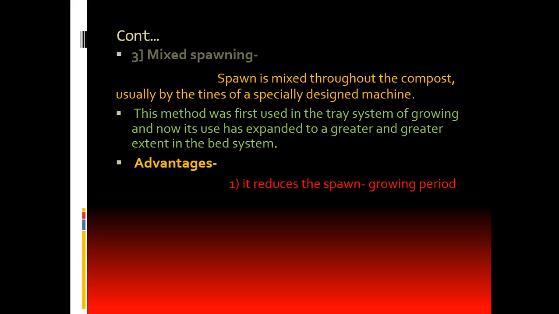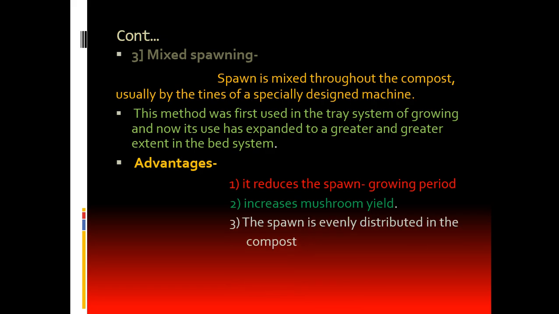Because here is a mixture of spawns in the whole straw or whole bed. That's why the growing period is very short. Okay, it increases the mushroom yield. How does it increase the mushroom yield? Because when we add the spawn or spawn grains in the bed, it may get sufficient moisture to grow or spawn run. That's why the increase in yield happens.